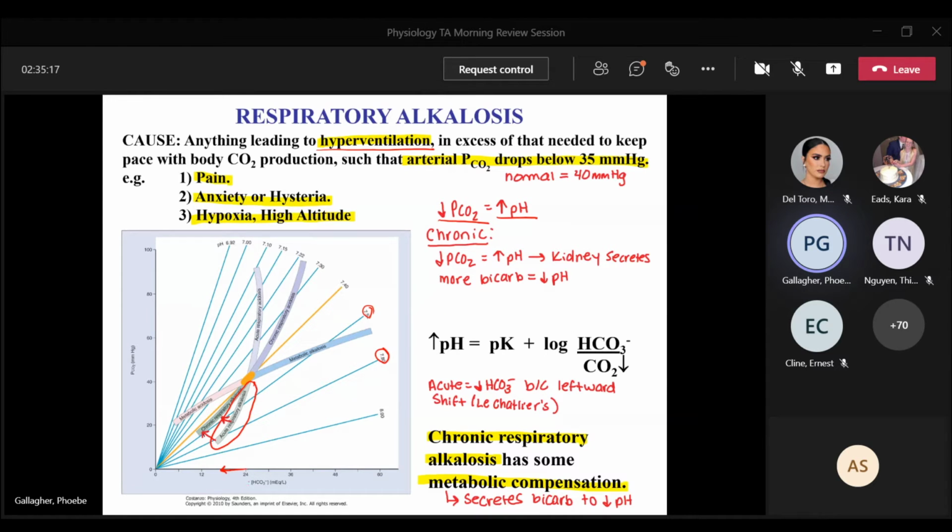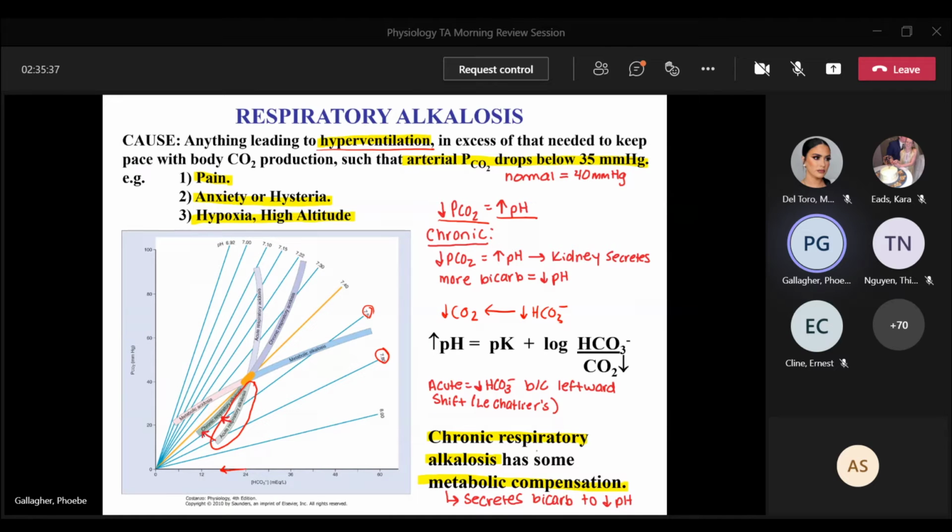So the reason why your bicarbonate decreases a little bit is, once again, when we take Le Chatelier's principle into consideration, when you have a drop in CO2, you're going to shift it to the left so that you also see a drop in bicarb. So bicarb will decrease a little bit as well.